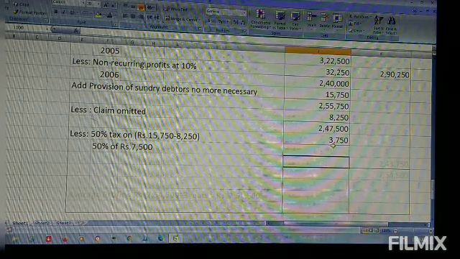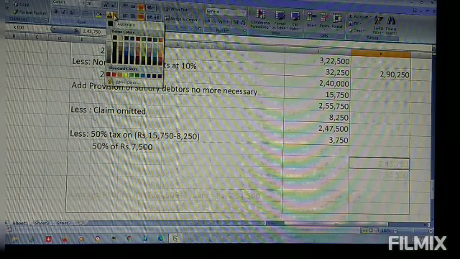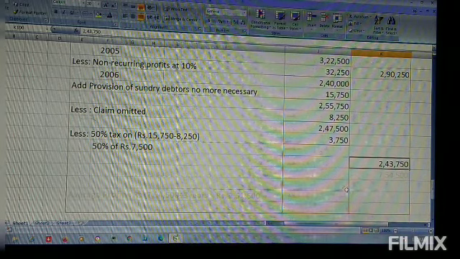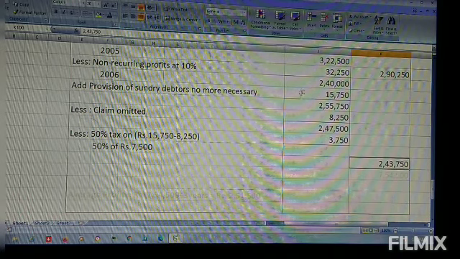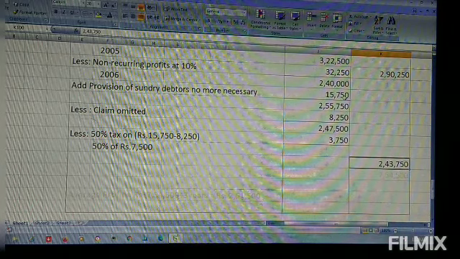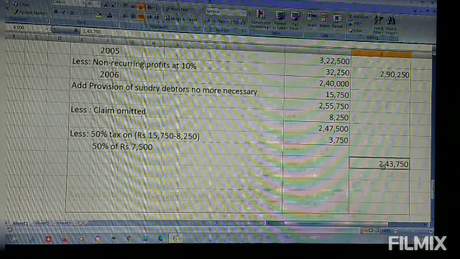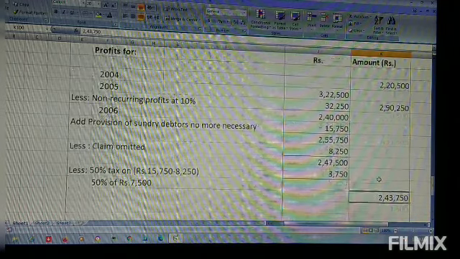2,47,500 minus 3,750, we will get 2,43,750. 100% adjustments are done. So right from here, the profit of 2006 is 2,40,000 plus 15,750, then claim deducted, then tax deducted, ultimately 2,00,000.